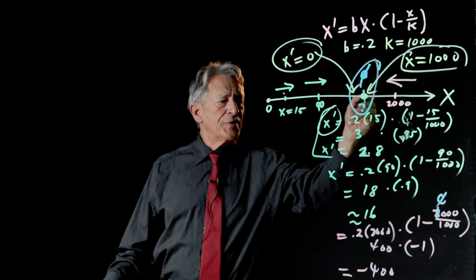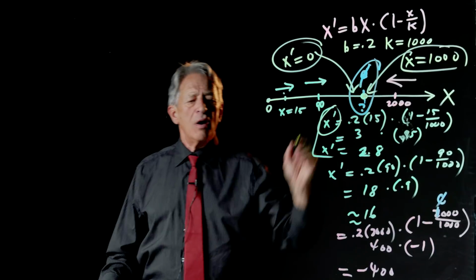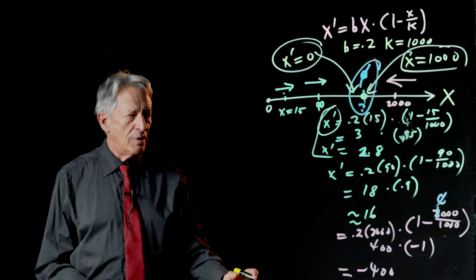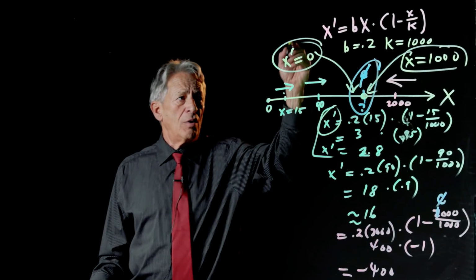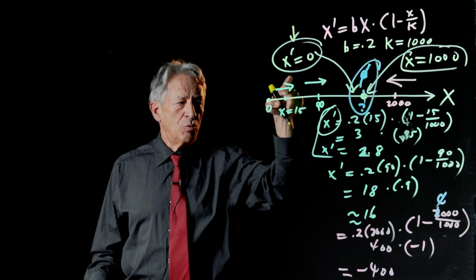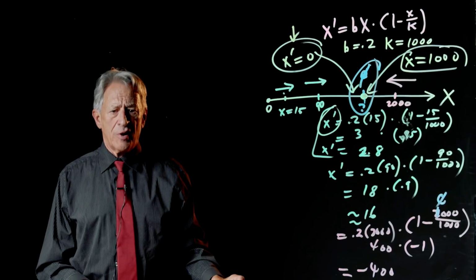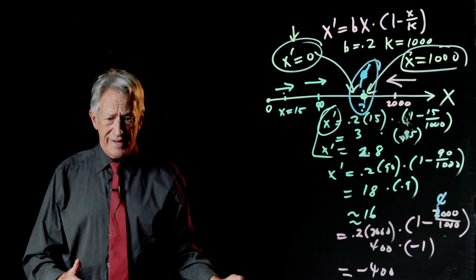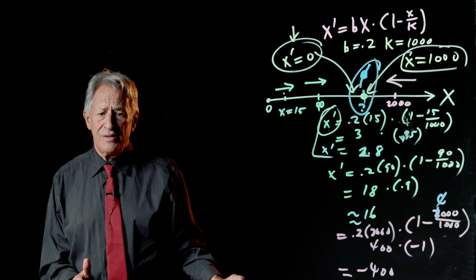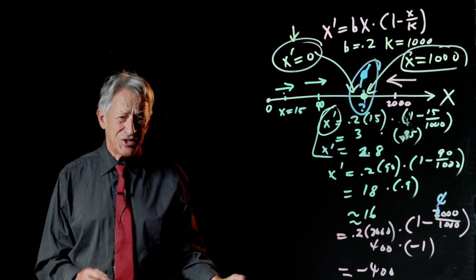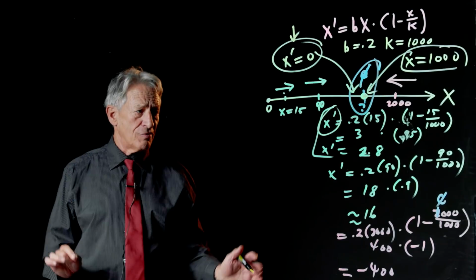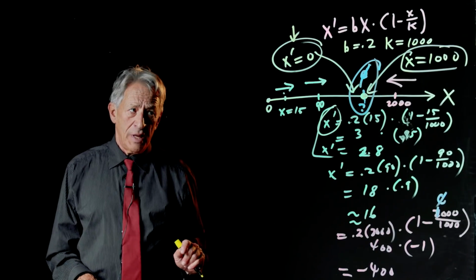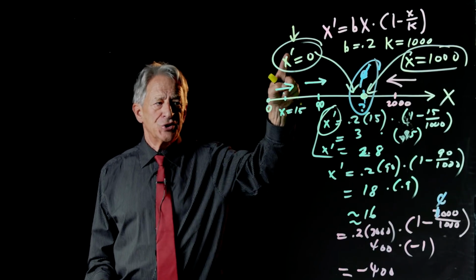So where will this state point, where will the system go from this state point a year from now? And the answer is it will go nowhere. It will go nowhere because x prime equals 0. The change in x equals 0 means x doesn't change. Doesn't mean x is 0. It isn't. It means x doesn't change.